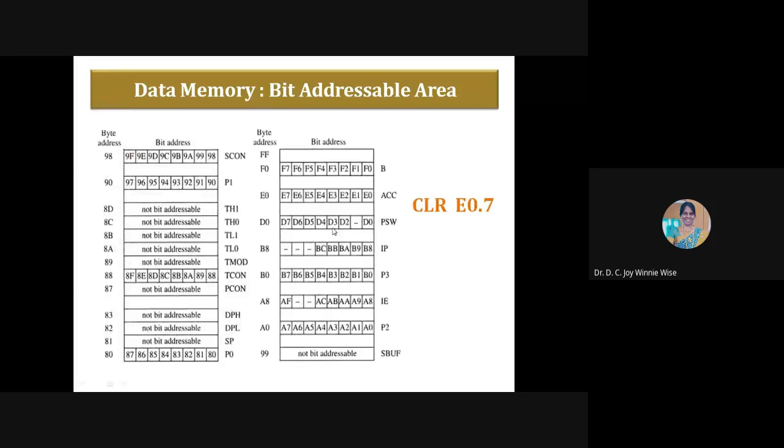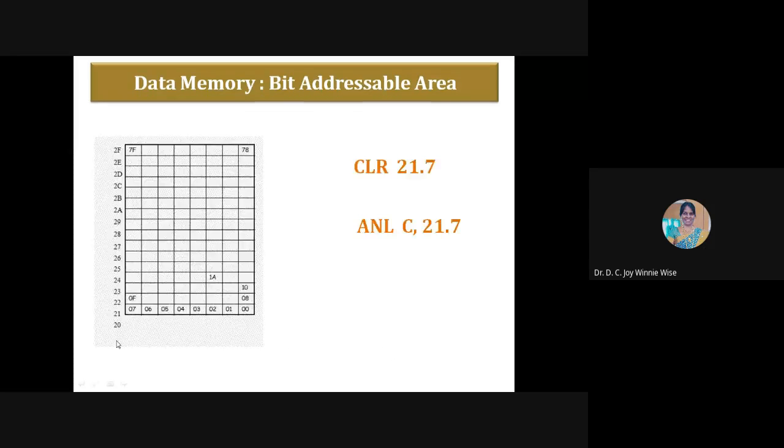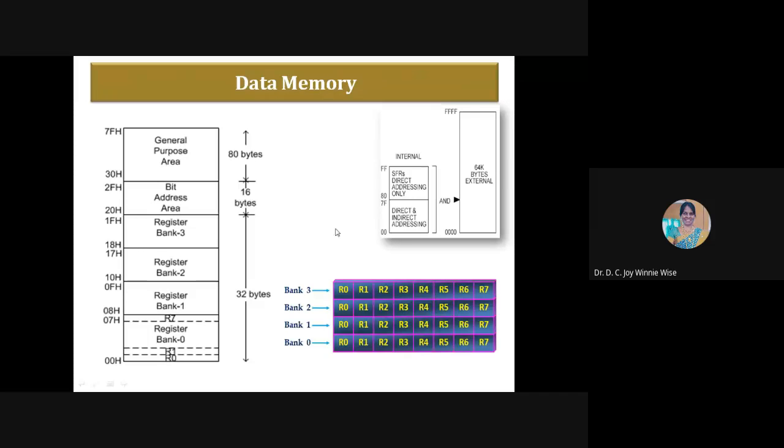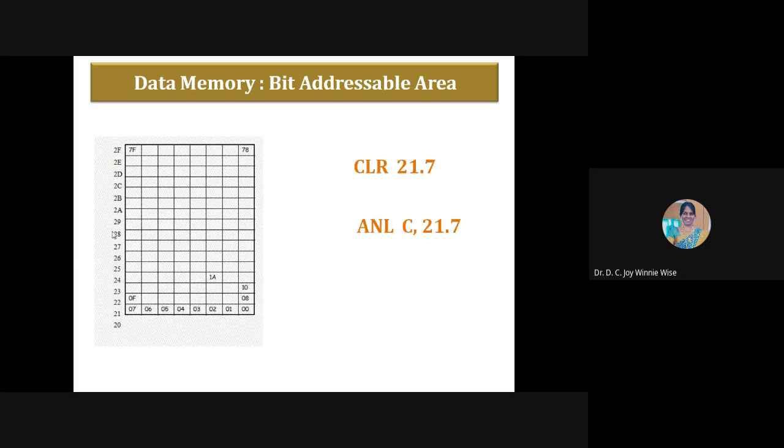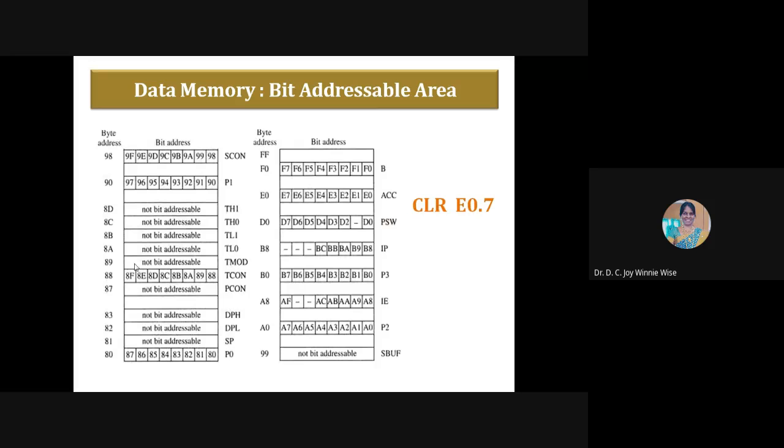So coming back to this diagram, see here: this is the bit addressable area from 20 to 2F. Every bit can be referred to, that is, every bit can be connected to I/O devices. And above that, we have some more memory locations.